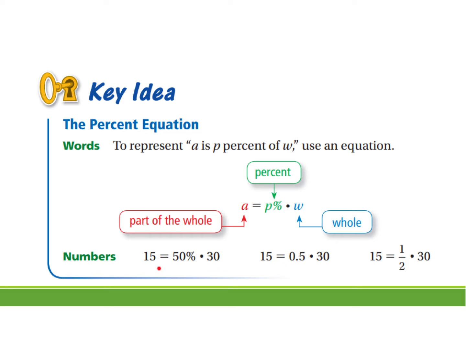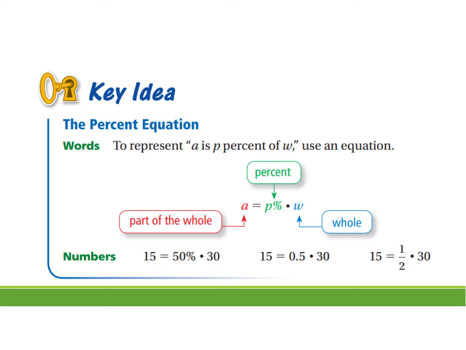We have 15 equals 50% of 30. So when we go to set this up, we're going to either have to change that 50% over into a decimal, or you can convert it over into a fraction. Either way, it doesn't matter. I just ask that you show your work, please.